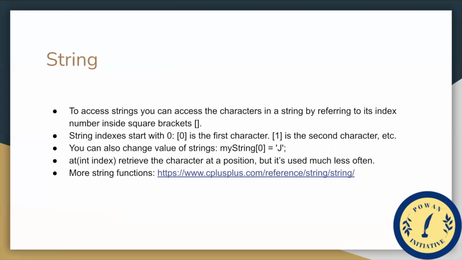So we can actually change the value of the strings, which is something I mentioned earlier. So we know 0 is the first character, 1 is the second, so on and so forth. And you can change these values of the strings by manually changing each and every index value, like so.